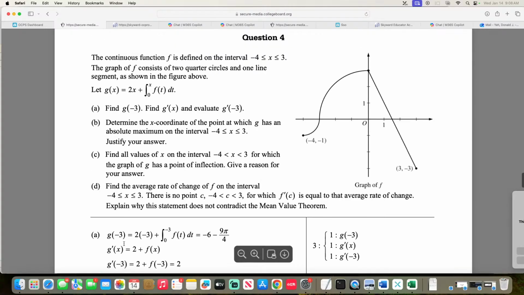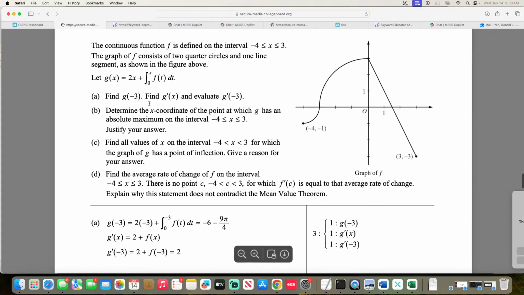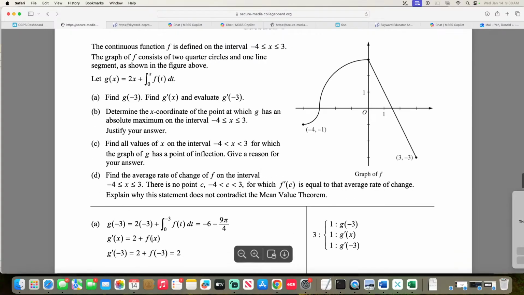So if I plug in -3 here, it's gonna be 2 plus f of -3. F of -3 is 0. So the answer is 2. And that's an easy 3 points. Everybody should be able to get those 3 points.